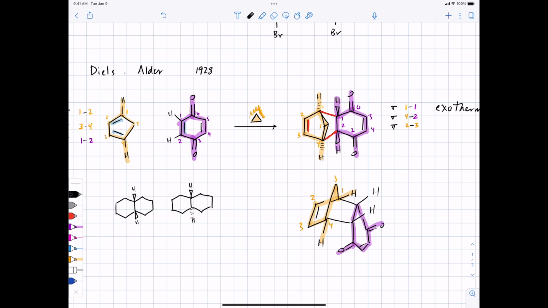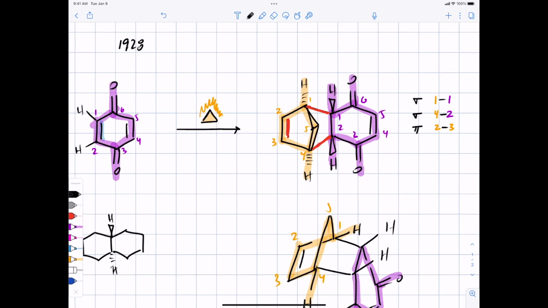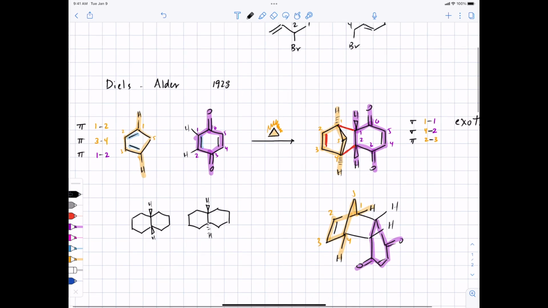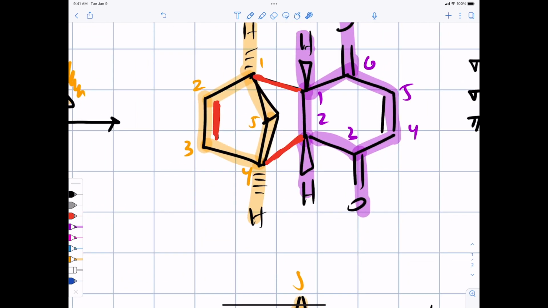One thing that you may have noticed, we only made really 1 new ring here. It's obscured by the fact that there were rings in our starting materials. But see the orange ring? We didn't really make that. That was already there. And the purple ring we also didn't really make. That was already there. The thing that we made is this new 6-membered ring that contains atoms 1 through 4 of the orange partner and atoms 1 and 2 of the purple partner. That is a 6-membered ring.